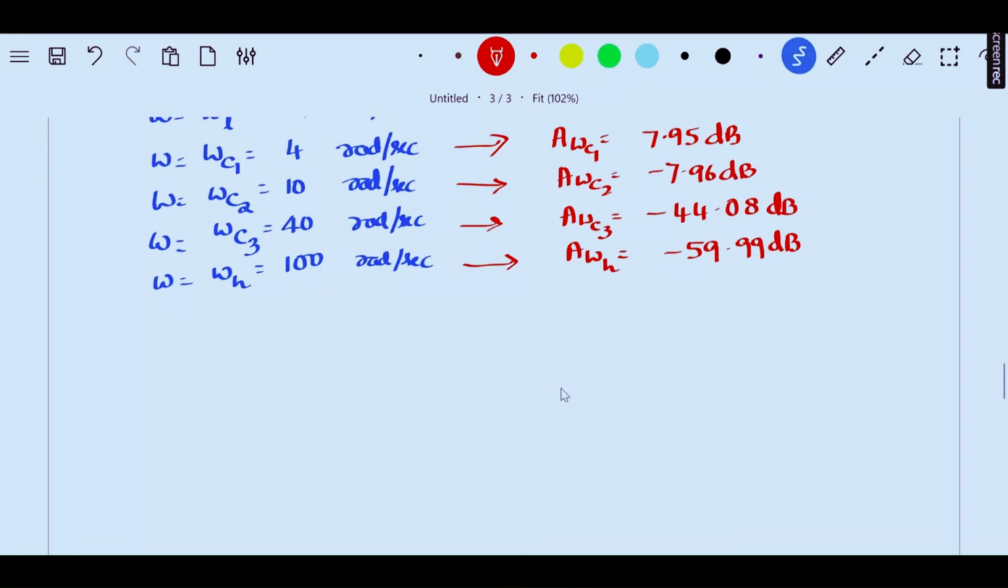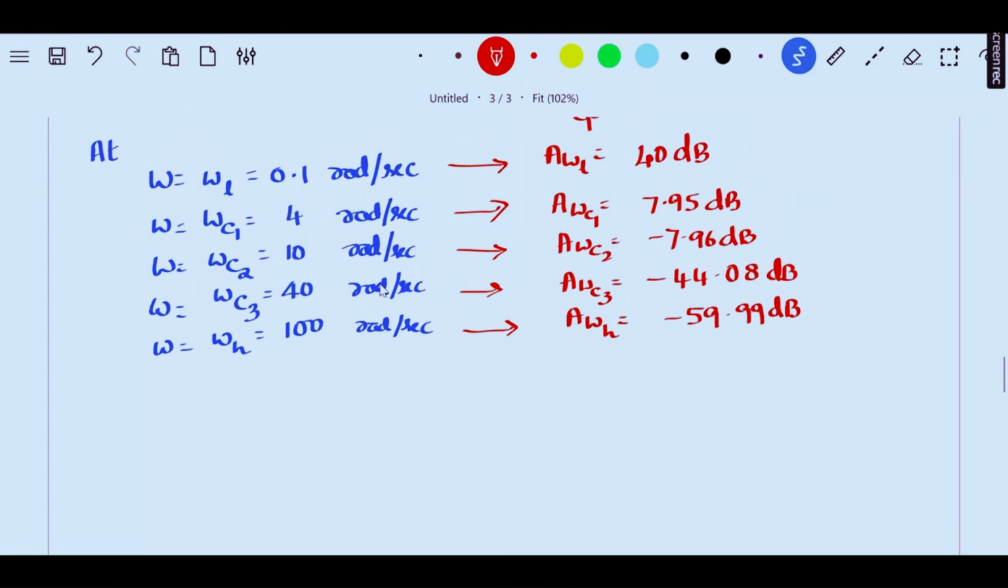Okay, now let us come to draw the Bode plot, the magnitude plot. Now what I have done here is I have listed all the values of omega, which are corner frequencies, along with the amplitude which we have calculated till now. At omega equals omega L, 0.1 radians per second, our magnitude was 40 dB. At 4 radians per second, it is 7.95, at 10 radians per second it is minus 7.96, at 40 radians per second it is minus 44.08, and at 100 it is minus 59.99, which we have calculated, and I made a list of that so that we can plot the graph.